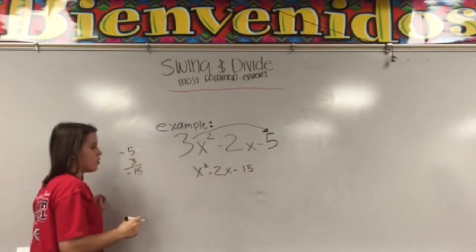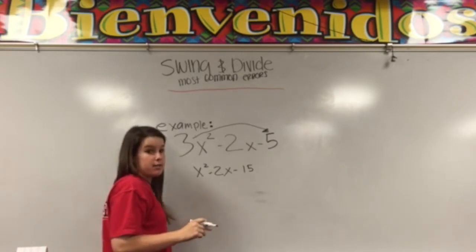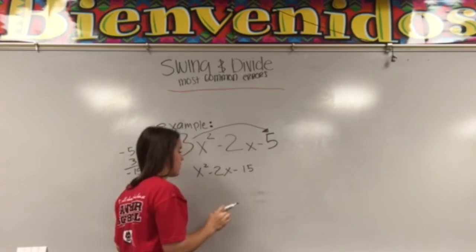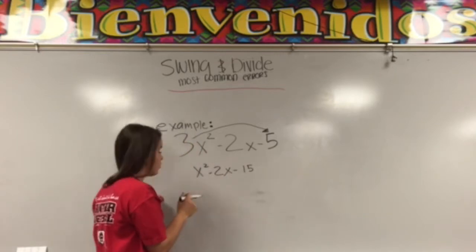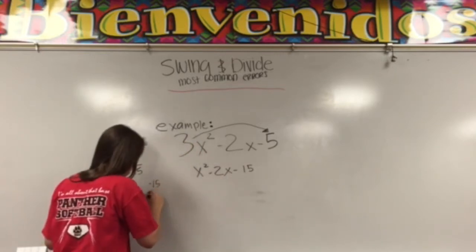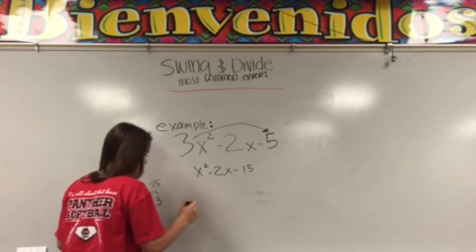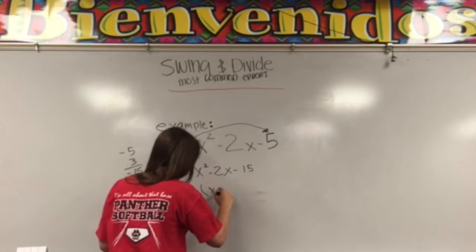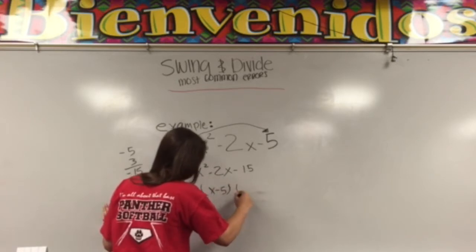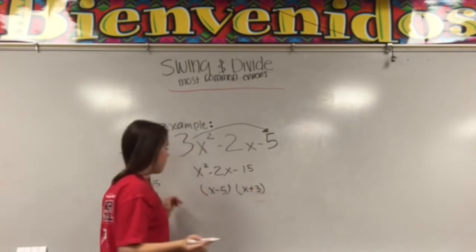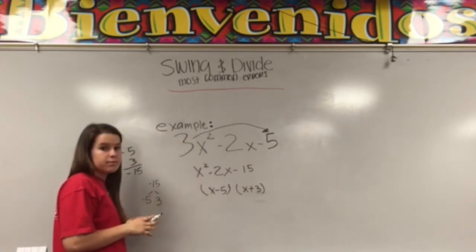Once you have this equation, you want to find two numbers that multiply to negative 15 and that add up to negative 2. This would be negative 5 and 3. Once you found that, you're done.